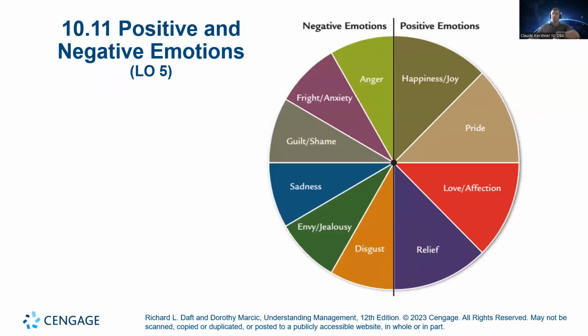Here's some positive emotions versus negative emotions. Some examples of negative emotions would be anger, fright, anxiety, guilt, shame, sadness, jealousy, envy, and disgust.